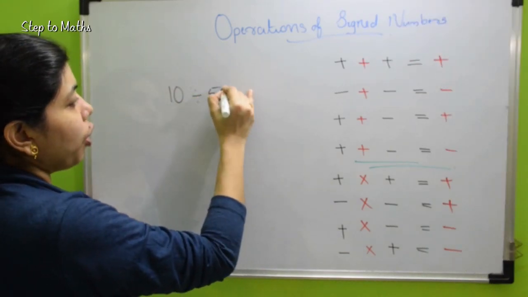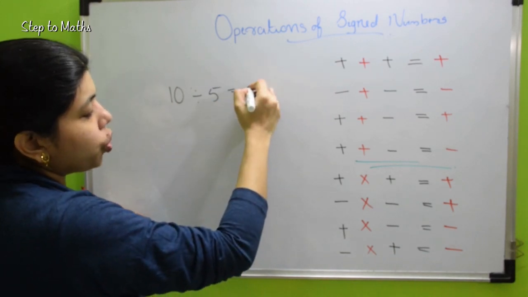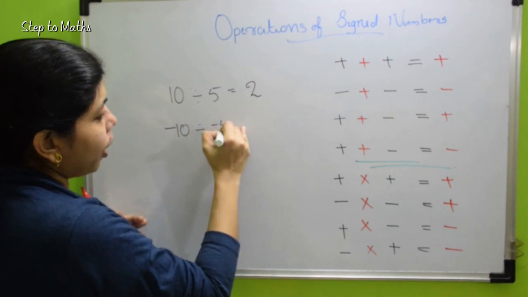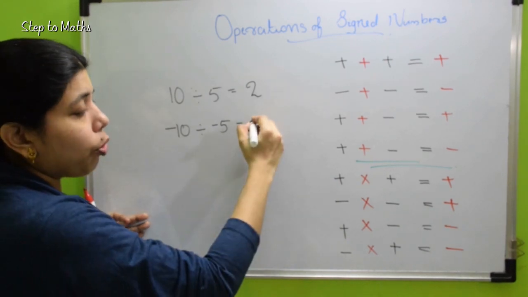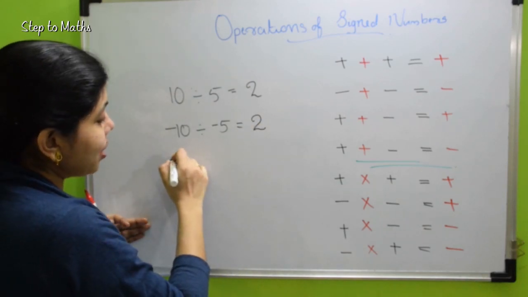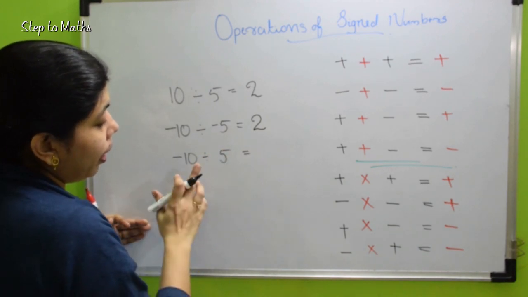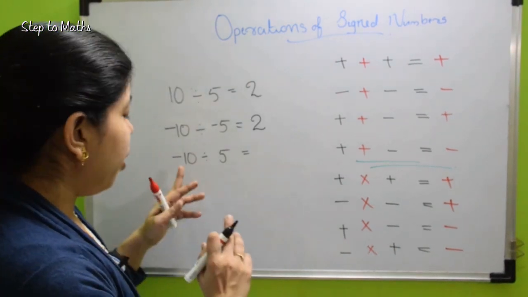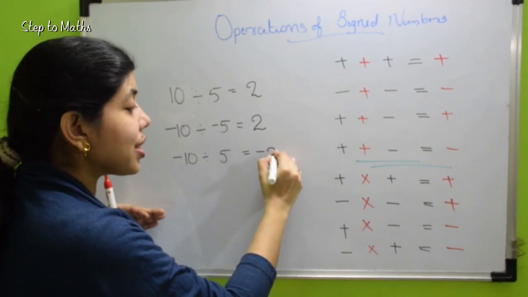10 divided by 5. The divisor and dividend are positive. The quotient is also positive. Minus 10 divided by minus 5. Here also the dividend and divisor are negative and the quotient is also positive. And next case, minus 10 divided by 5. Here the dividend is negative and the divisor is positive. The sign of the quotient is negative.